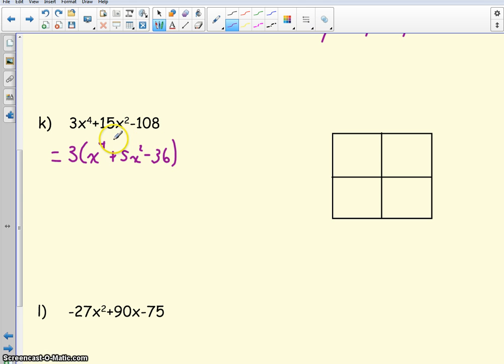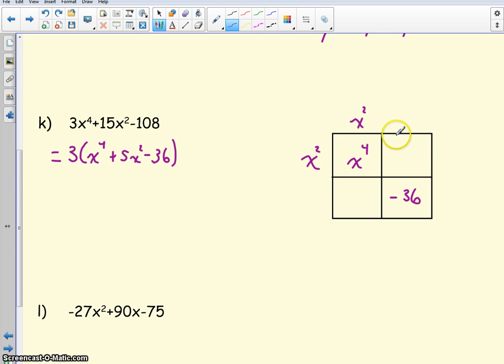Again, it looks a bit more complicated because now we have something that's to the power 4. But let's see what happens when you throw it into an array. So we're going to have x to the 4th here, minus 36. So when you're trying to think what multiplies to x to the 4th, there's not a lot of options here. Let's do x squared and x squared.